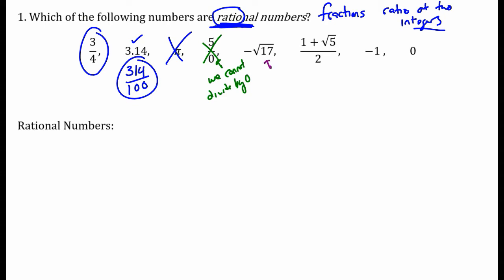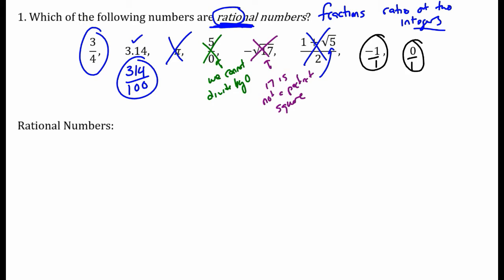The square root of 17 is no good either, because 17 is not a perfect square, so we will not consider that a rational number. Again, the same thing here. The 1/2 is fine, but the plus radical 5 over 2 is not good. So that's not a rational number because the square root of 5, again, is not a perfect square. -1 works because that's -1 over 1. And 0 works because that's 0 over 1.